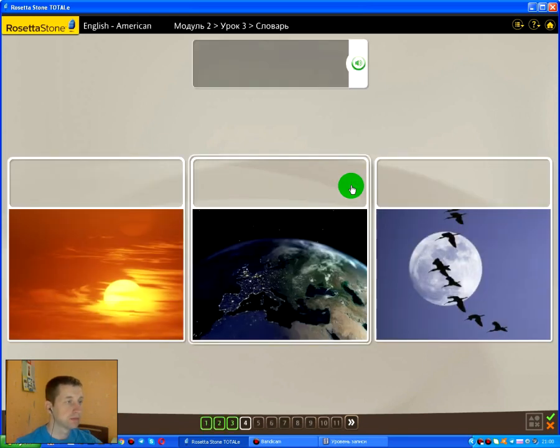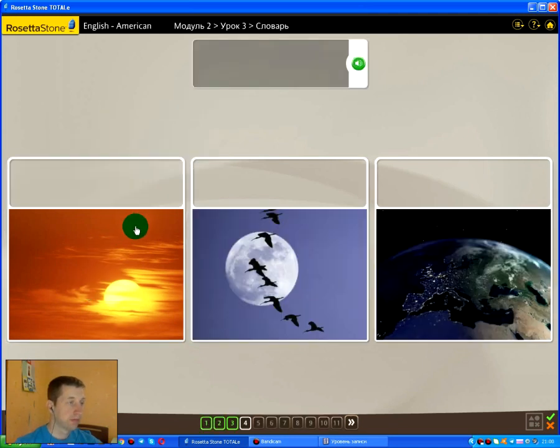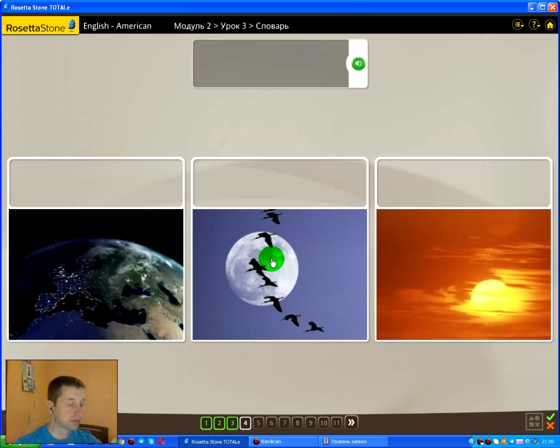The sun. Солнце. The moon. Луна. The earth. Планета Земля.